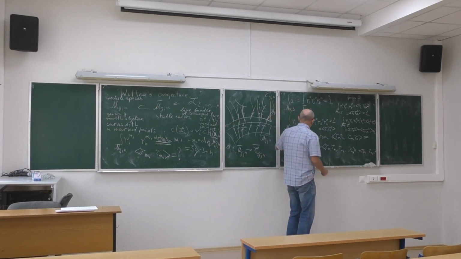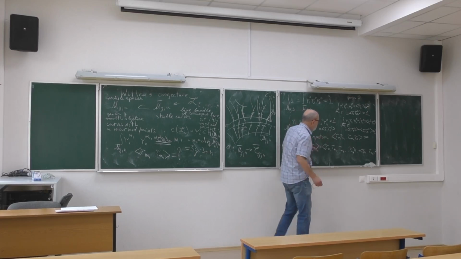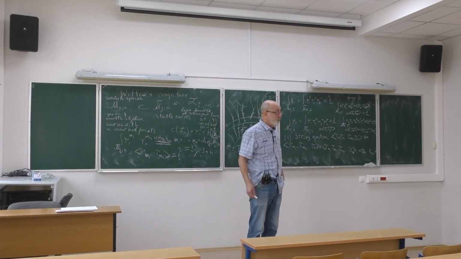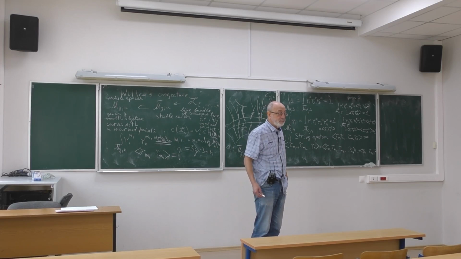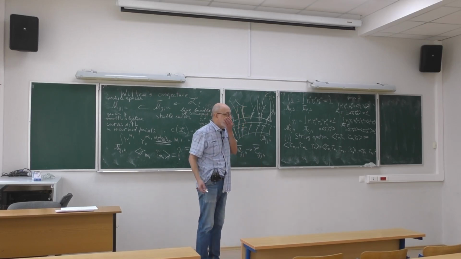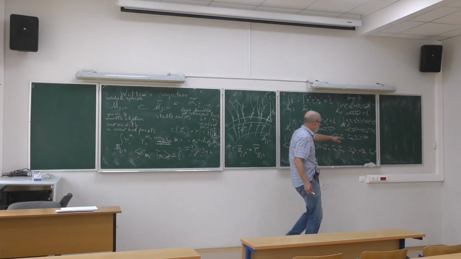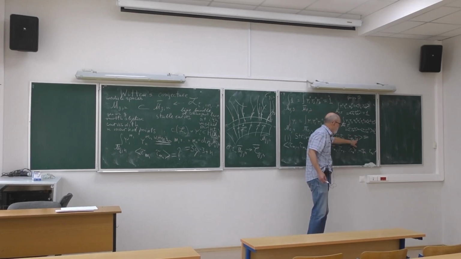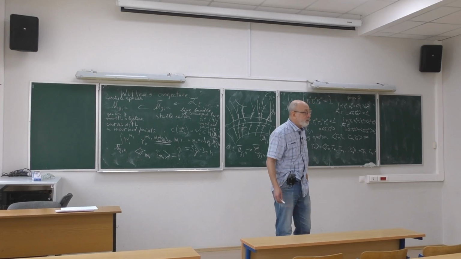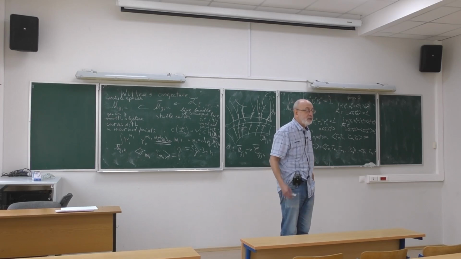And why is this equation sufficient to compute all the intersection indices in genus 0? You see, it can be applied when at least one of the indices is 0, at least one of the psi classes enters the integrand in degree 0.